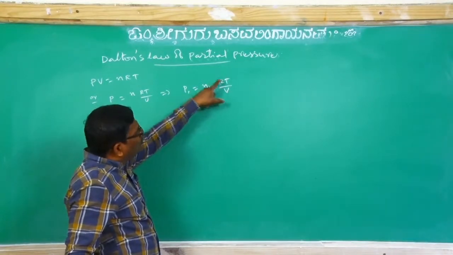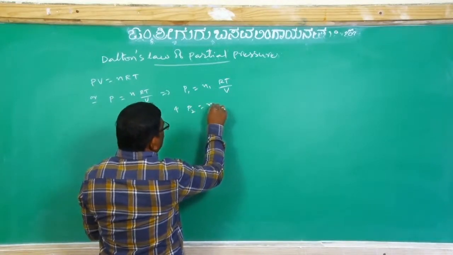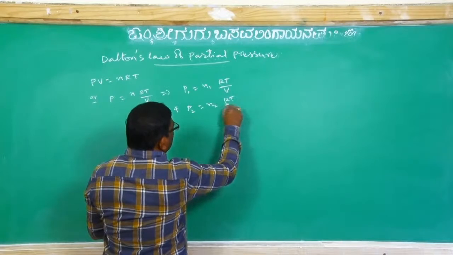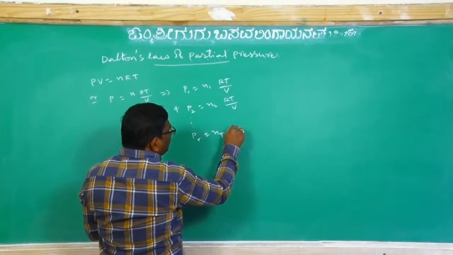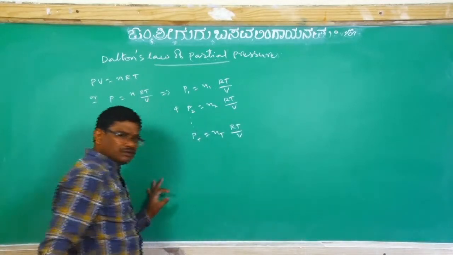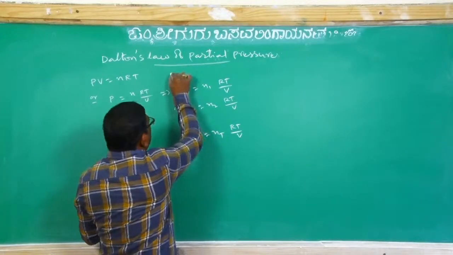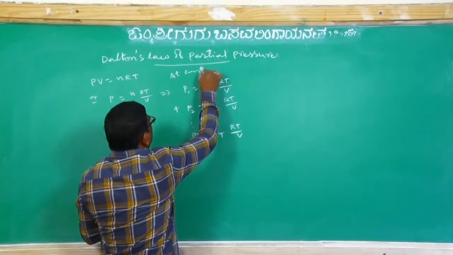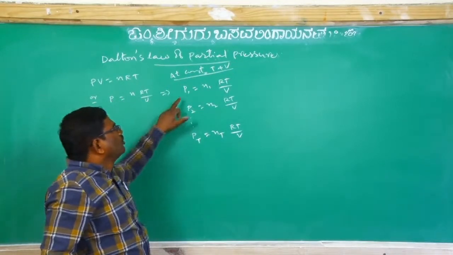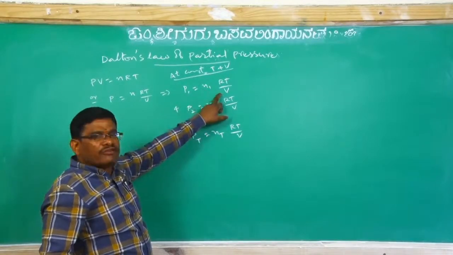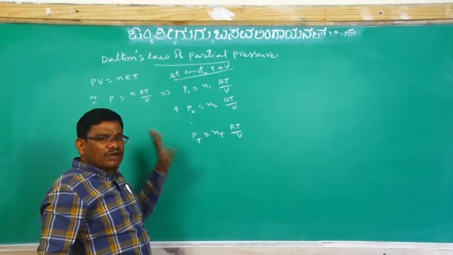P1 equal to N1 RT by V and P2 is equal to N2 RT by V. So on, PT is equal to NT RT by V. Correct? PT equal to NT RT by V. All these are at constant temperature and volume. At constant temperature and volume, P1 equal to N1 RT by V, P2 equal to N2 RT by V, then PT equal to NT RT by V.